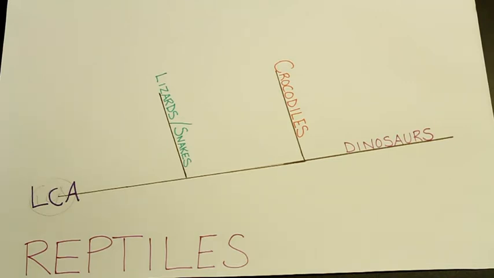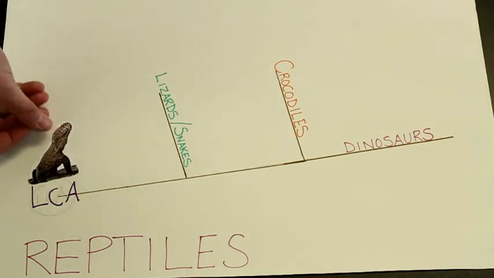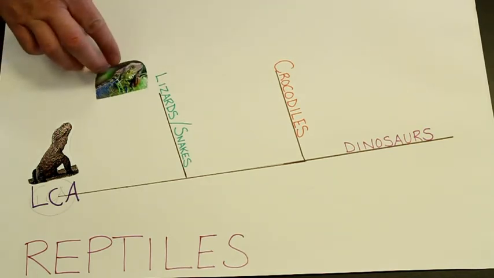We will form a new cladogram just from the reptiles. The last common ancestor of this clade is a primitive reptile. It has scales, a backbone, a sprawling gait, and dry skin. The lizards and snakes are more advanced than our last common ancestor, and the crocodiles are more advanced than the lizards and snakes.